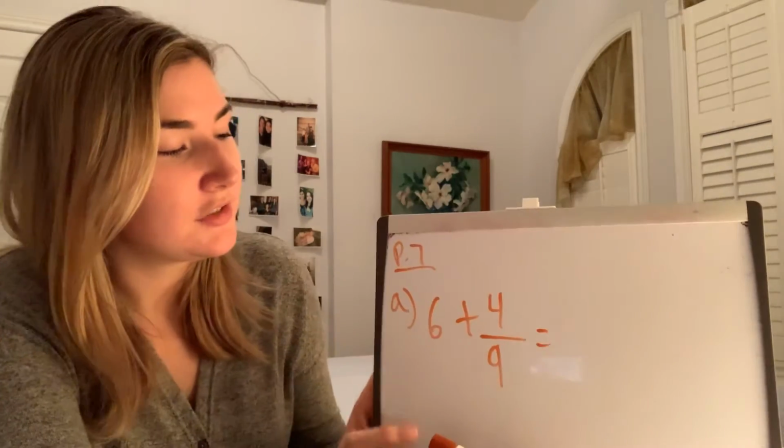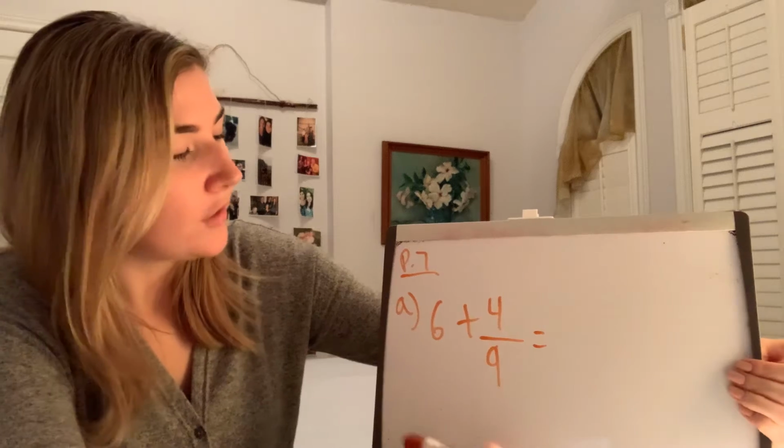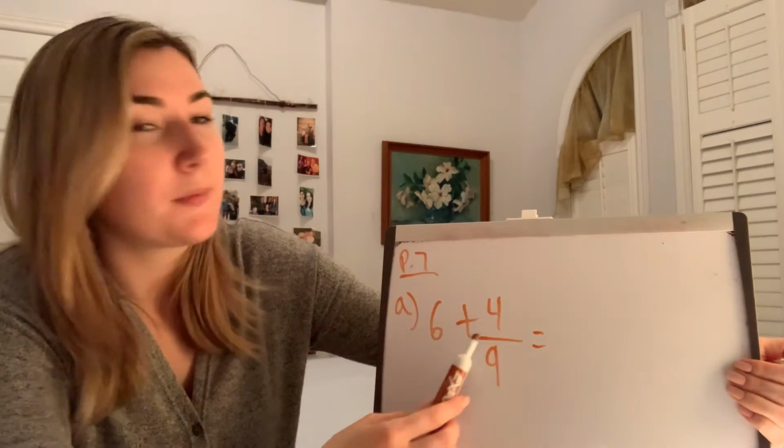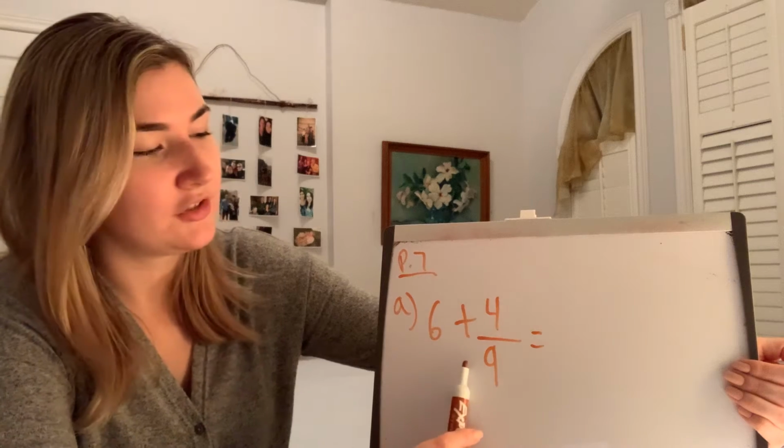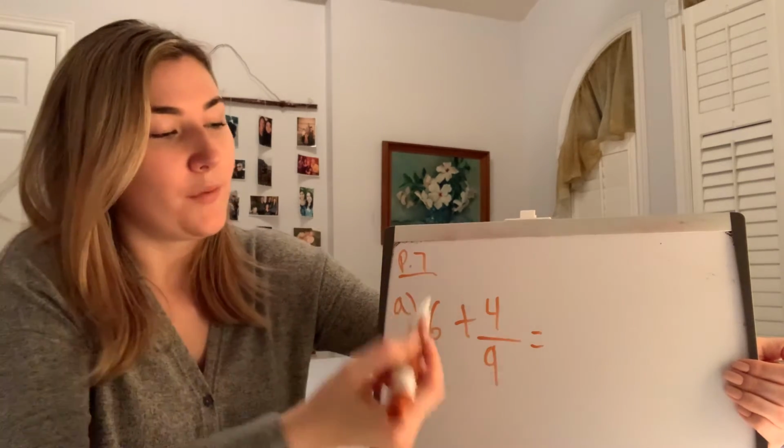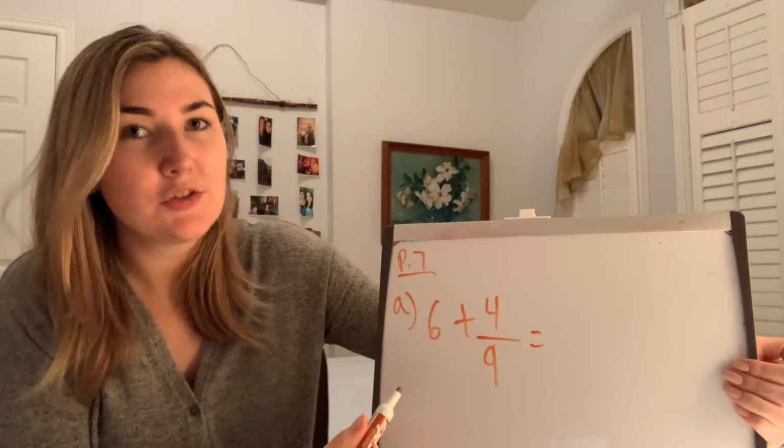And for part 7, we are adding whole numbers with a fraction. But there's definitely a few steps we need to do in order to do that. So for A, we have 6 plus 4 over 9. So can we add a whole number with a fraction? No. What we need to do is change 6 into a fraction.